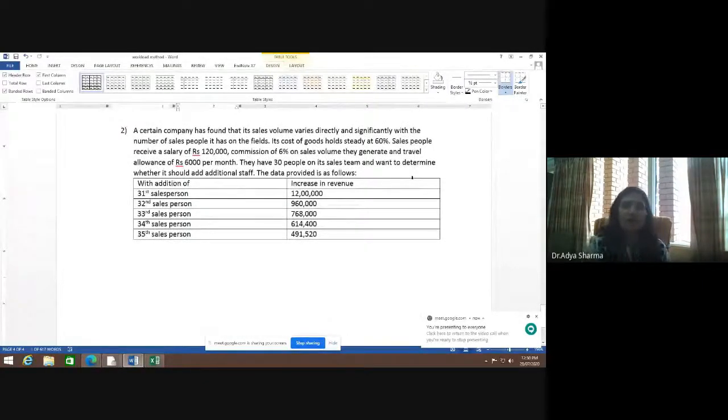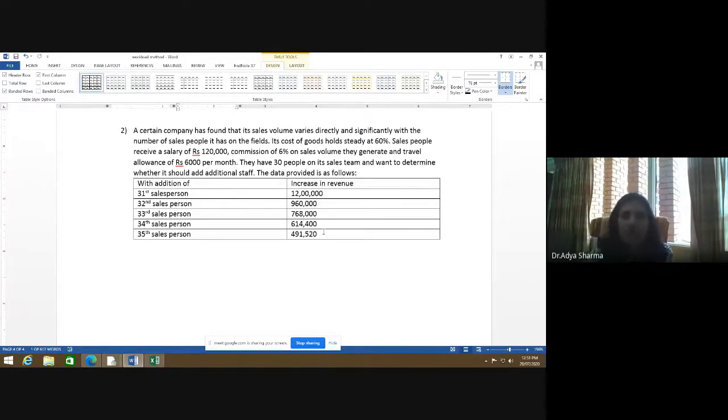A certain company has found that its sales volume varies directly and significantly with the number of salespeople it has on the field. Its cost of goods holds steady at 60%. And the people are receiving a salary of 1,20,000, commission of 6%, and 6,000 per month for travel. Again, look at this. How are they contributing to the increase in revenue? When the 31st salesperson came, he could contribute around 12 lakhs. However, the 32nd around 9.6 lakhs. It's decreasing. By the time we take the 35th salesperson, he will only increase the revenue by around 4.91 lakhs. But that's also good.